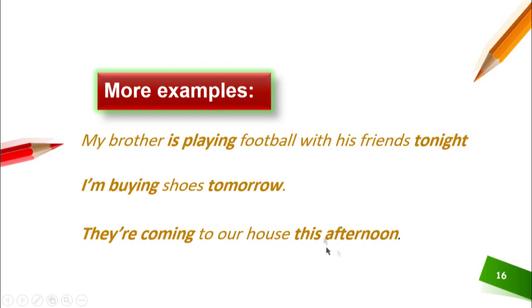So this keyword, this afternoon, in the near future, means that I have to use present continuous. As you see from all of these examples, I can use present continuous to express plans or arrangements in the near future. For example, tonight, tomorrow, this afternoon, this weekend, this week, this semester. So you can infer that these are arrangements for the future. I have to use present continuous.